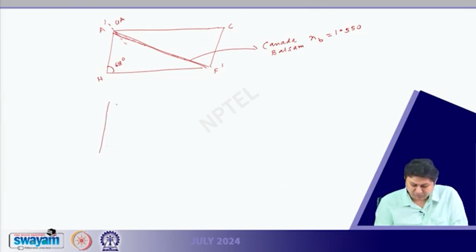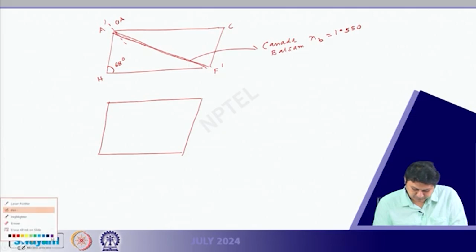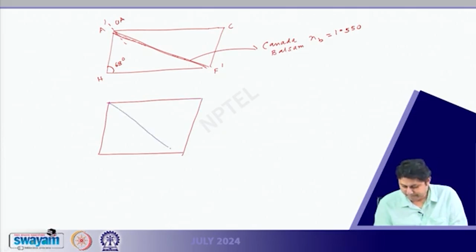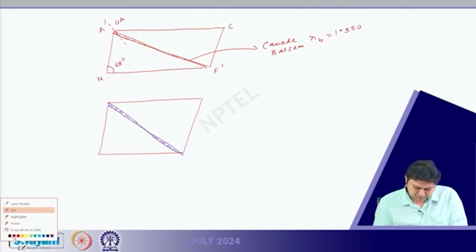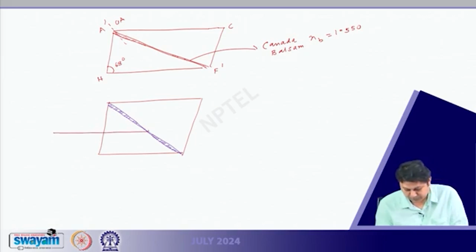So, this is the structure. Now what happens if I launch a light here? Let us see, an unpolarized light I launch, and when we launch unpolarized light here, both components will be there: perpendicular to the optic axis and parallel to the optic axis.